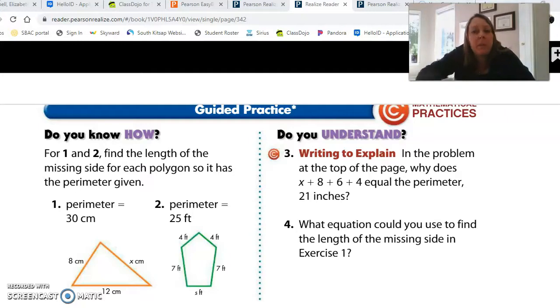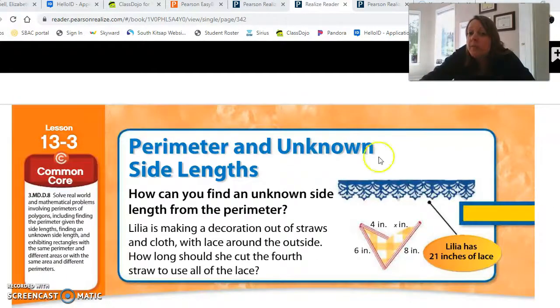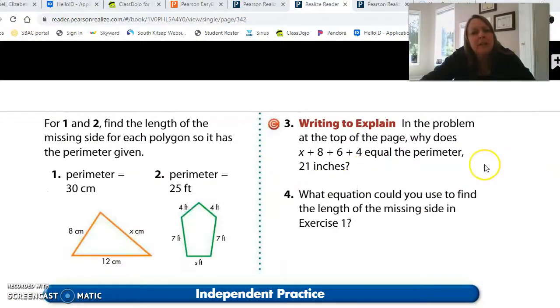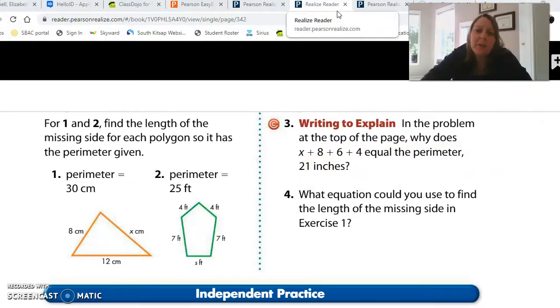In the problem at the top of the page, so once again, it's the one from the video, so I sure hope you watched that already. Why does x plus 8 plus 6 plus 4 equal the perimeter 21 inches? So like we were saying, remember x is a variable and it's just to hold the spot of the missing number.